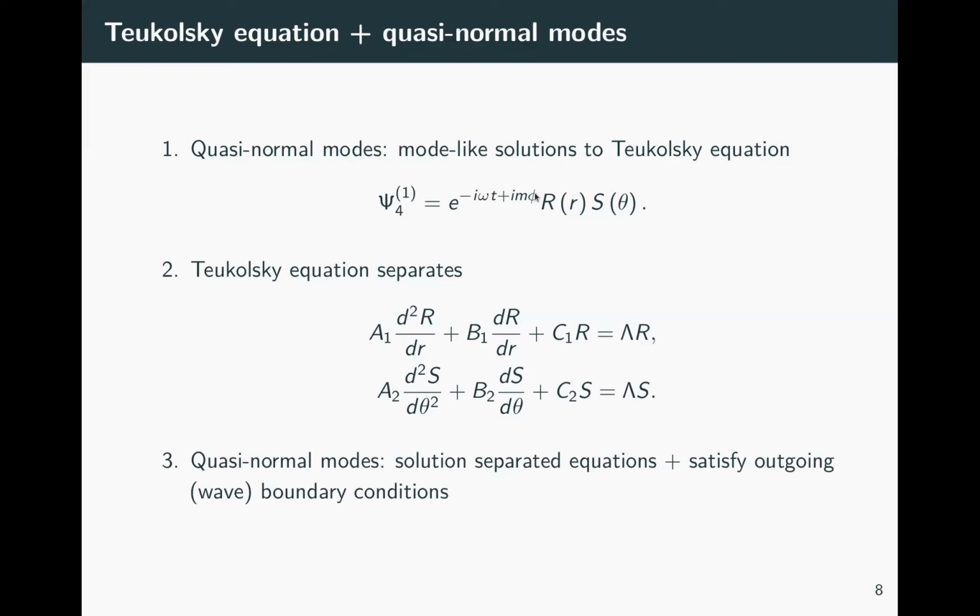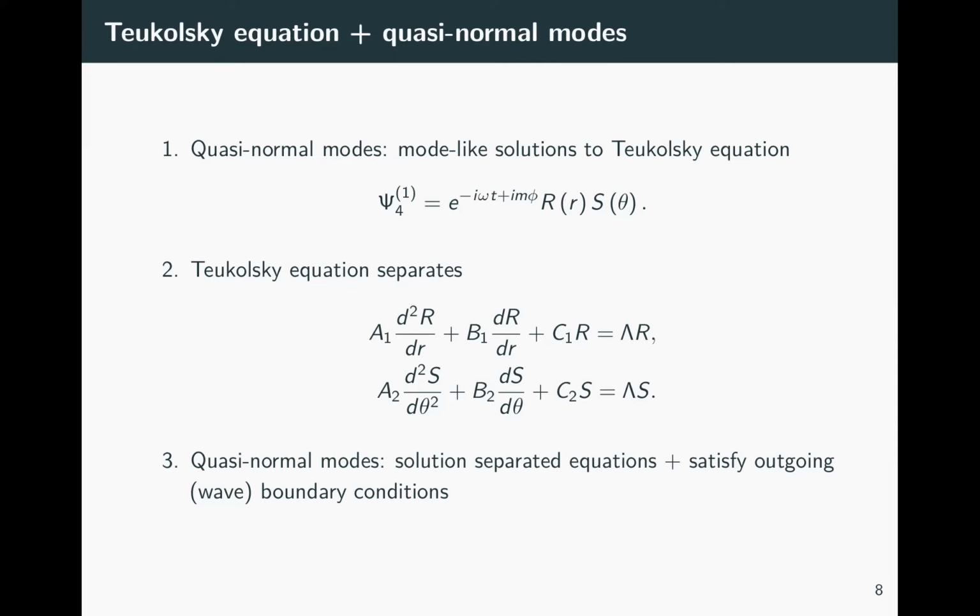And the QNMs are solutions to these separated equations that also satisfy the outgoing wave boundary conditions. So that waves are falling into the black hole, which makes sense. At horizons, things should be falling in. And then at infinity, waves should be going outwards. They should be just propagating outwards. Those are the QNM solutions. That's the classical picture of QNMs.